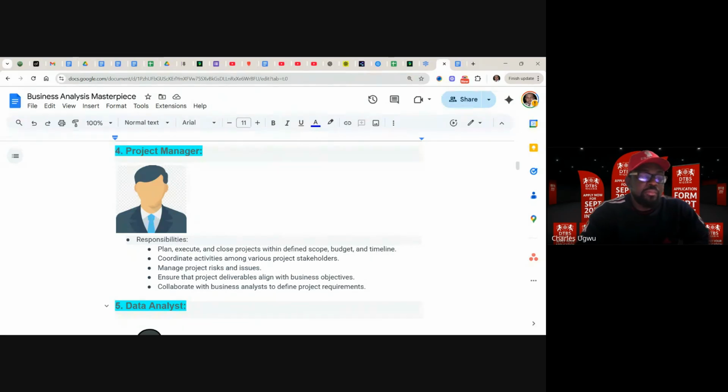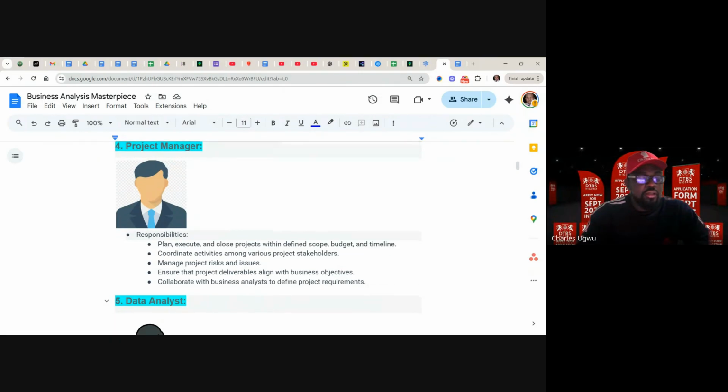So the responsibilities of a project manager: you plan, execute, and close a project with defined scope, budget, and timeline. We've already finished our project management, so you know better than me in this area. You coordinate activities among various project stakeholders. You manage project risks and issues. You ensure that project deliverables align with business objectives. And you collaborate with business analysts to define project requirements. That's what you do.